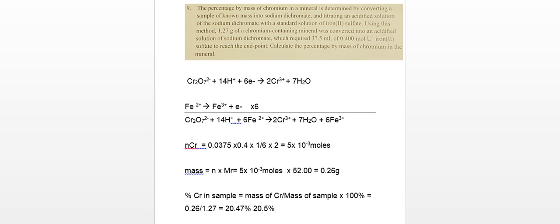Remembering again, you're not likely to see too many of those, or if you do, this part of the problem will be given to you. Okay, I hope that helps.